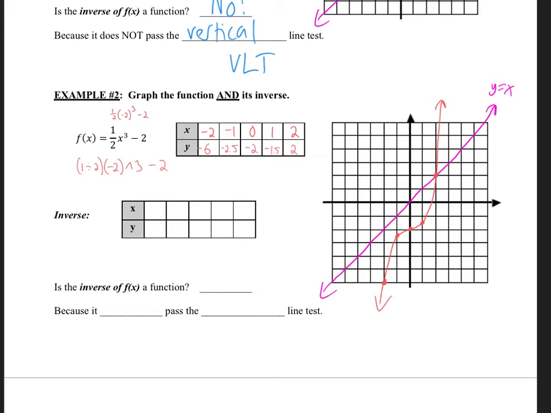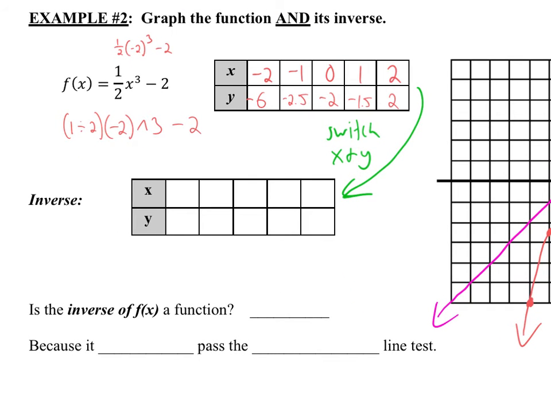Now to find the inverse, all we have to do is switch x and y. So instead of -2, -6, I'm going to have -6, -2, and then -2.5 and -1, and then 0 and -2, and then -1.5. Oops, I goofed up again.